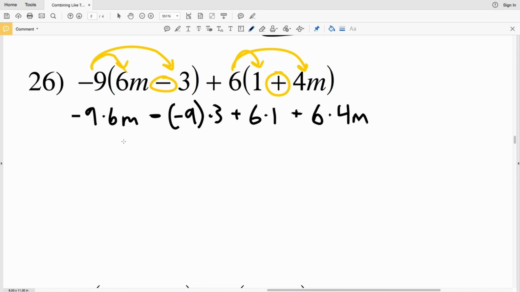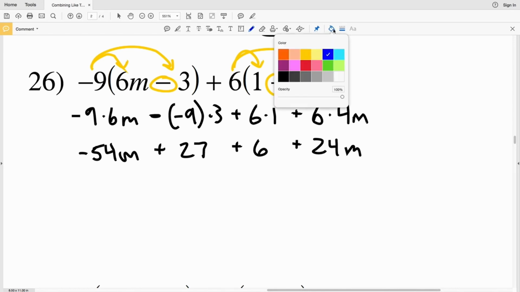Negative 9 times 6m is going to be a negative 54m, minus a negative 9 times 3 is going to be a negative 27. But remember, subtracting a negative is the same as adding the positive. So I'm going to go ahead and rewrite this as plus 27. Then we have 6 times 1, which is 6, plus 6 times 4 is 24m.